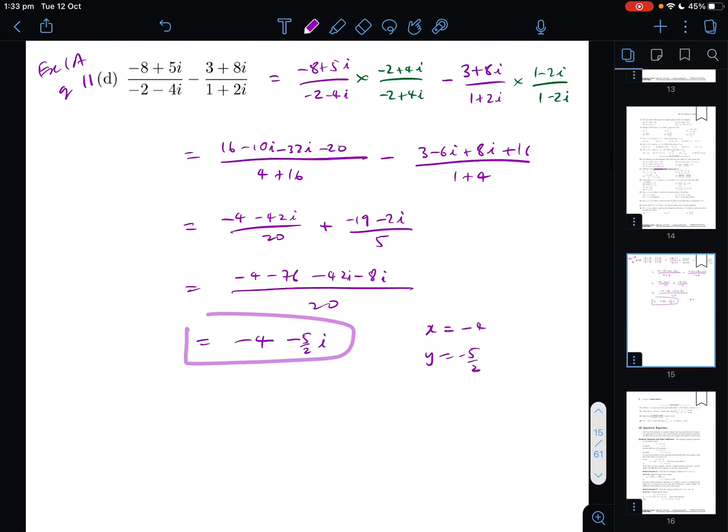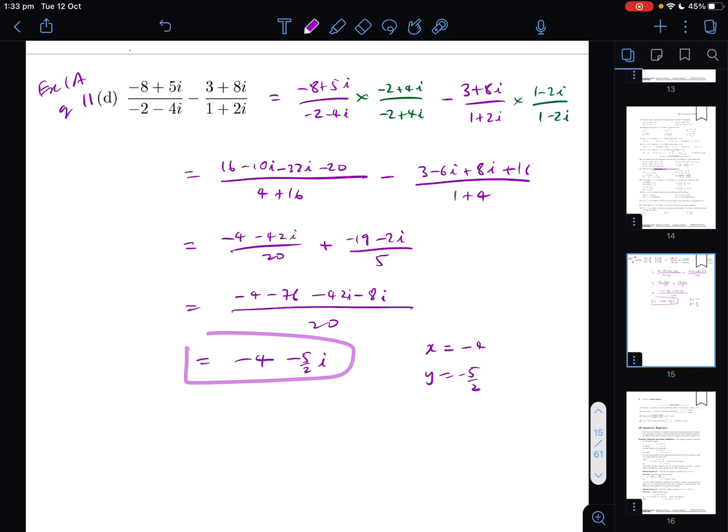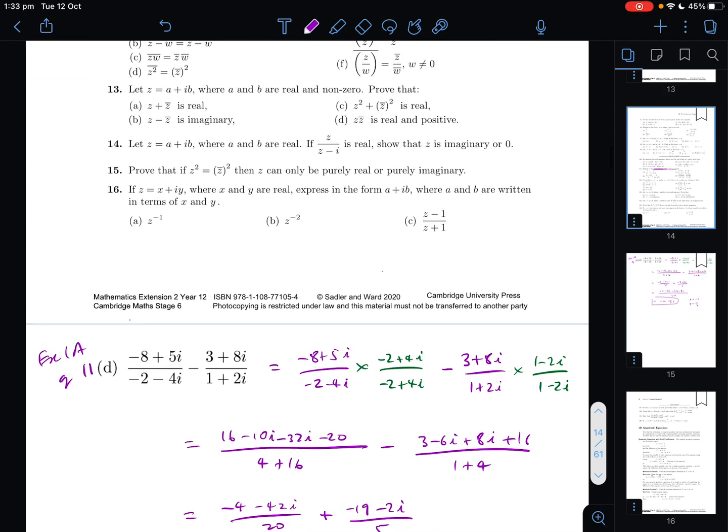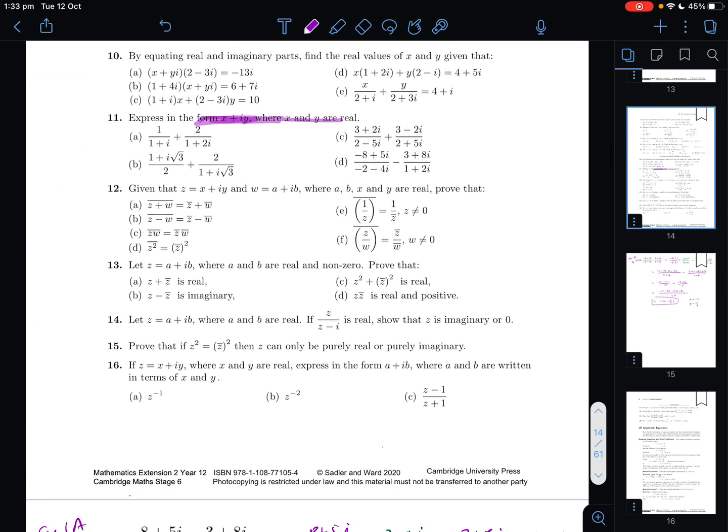I might have made a mistake on the way there because it did seem to suggest that there was supposed to be an integer answer there. In any case, that is the process. If I've made a mistake, then that's great. Somebody pointed it out to me.